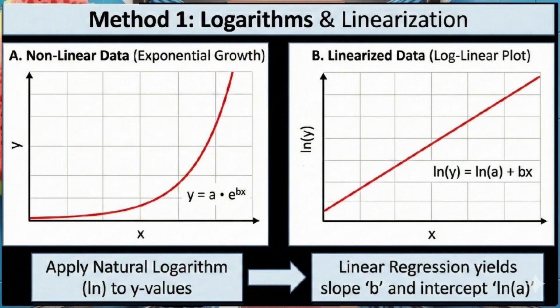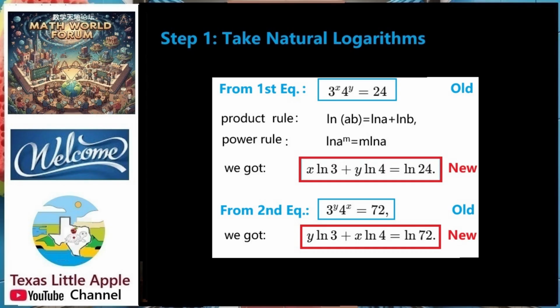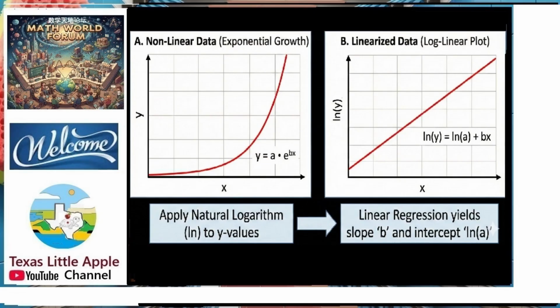The first approach is to use a logarithmic method. Step 1. Take natural logarithms. Whenever exponents appear in multiple places, logarithms are one of the best tools we have. So let's apply natural logs to both equations. From the first equation, using the logarithm product and power rules, we got its new equation as shown on the screen. Similarly, from the second equation, we got its new equation as displayed on the screen. Now we have turned a nonlinear system into a linear one.